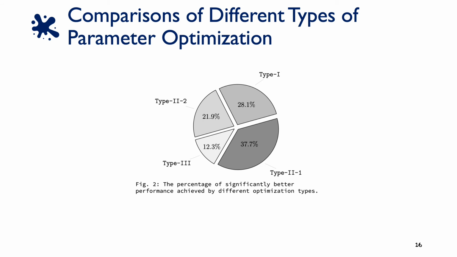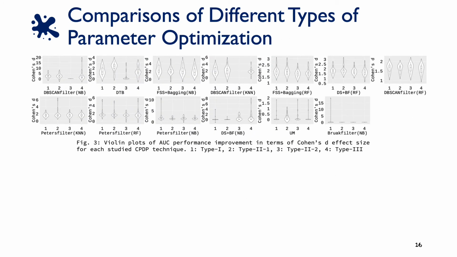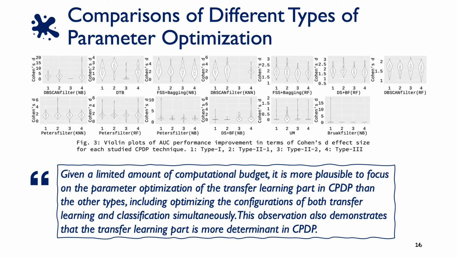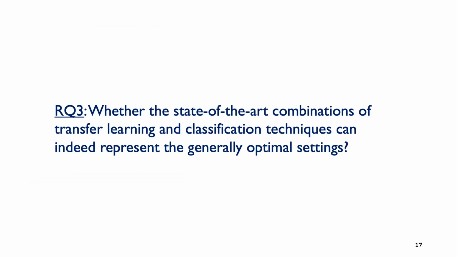And here are the violin plots of the different CPDP models. In a word, these results are very interesting, and they suggest that the transfer learning part is more important in CPDP. The last research question is to challenge the current integration of existing CPDP models. Obviously, we can create some new ones by combining different transfer learners and classifiers. So whether the ones developed in the literature are really state of the art.